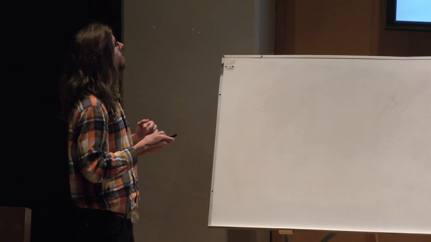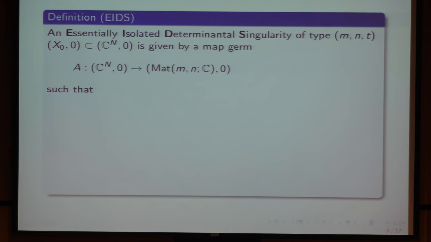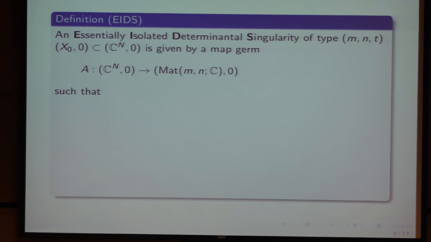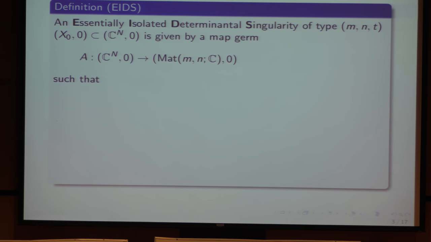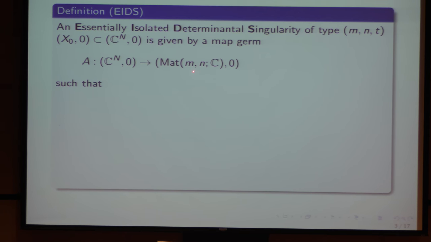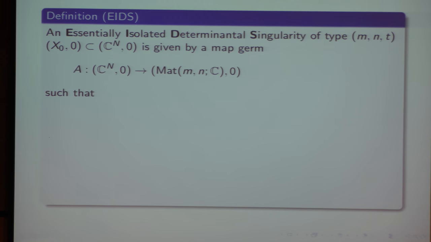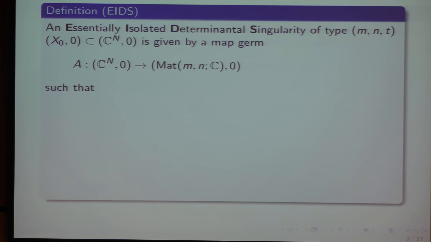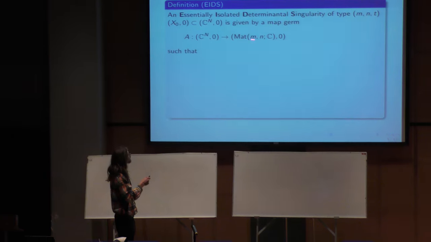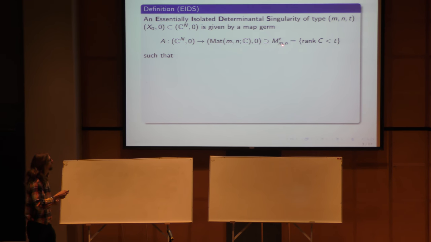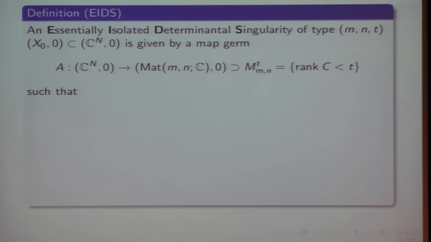If you go from this to determinantal singularities, this is a definition that was originally coined by Wolfgang Ebeling and Xavier Gómez-Mont in around 2010, I think. An essentially isolated determinantal singularity is given by a very similar setup. We consider a holomorphic map germ. This time, the target space is the space of M by N matrices. Because every matrix is either called A, B, or C, we call our map germ A instead of small f. And then in this space, you have the generic determinantal variety, the matrices of rank strictly bounded by t.